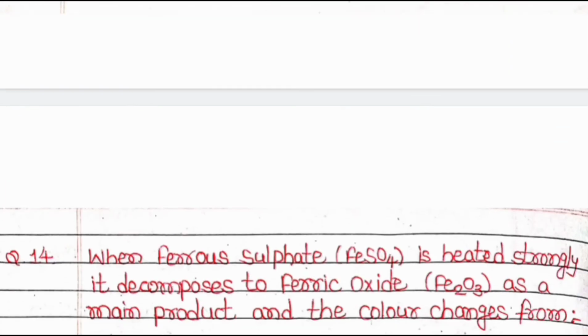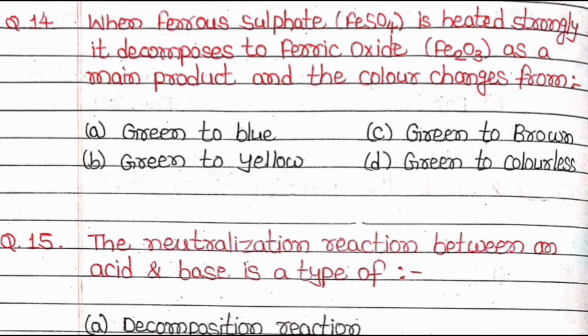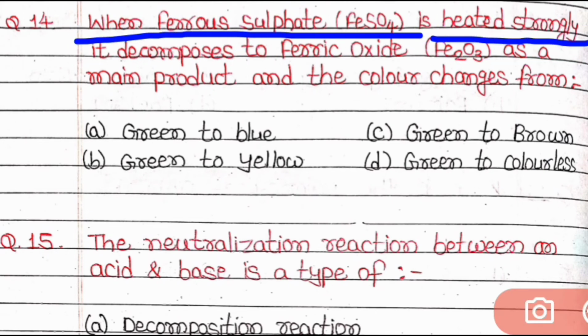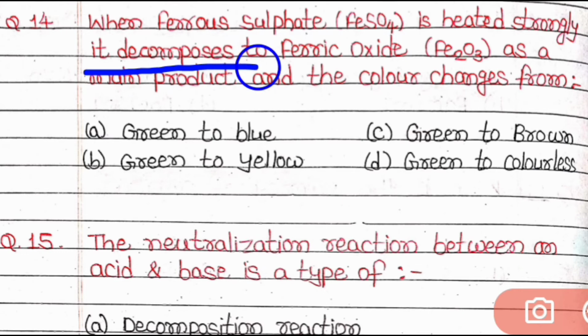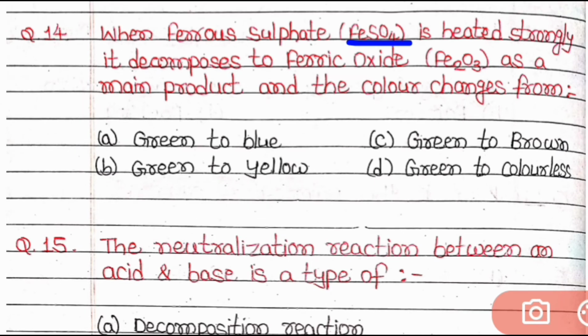Now, question number 14. When ferrous sulfate FeSO4 is heated strongly, it decomposes to ferric oxide Fe2O3 as a main product and color changes from. So what is the change in color from FeSO4 to Fe2O3? We know the color of FeSO4 is green and color of Fe2O3 is brown. So option C is correct. Green to brown.